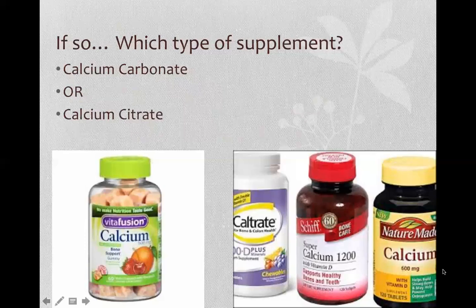I like this Nature's Made one. Nature's Made vitamins are usually certified by US Pharmacopoeia, which checks them for efficacy, meaning that they work, and goes and audits their facilities for safe manufacturing practices. Also, this one I like because it's at 600 milligrams, so it's not that high, but it does have vitamin D.